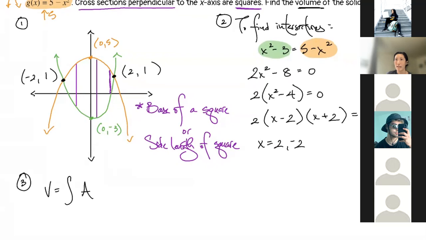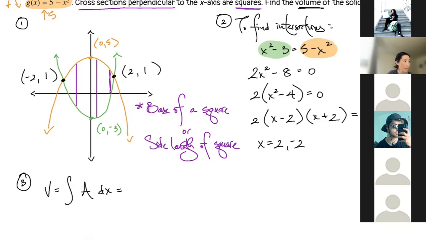Okay. Now, one last thing I need to fill in before I start plugging in numbers. These purple lines, are they stacking along the x-axis or stacking along the y-axis? Along the x-axis. Good, good, good. Since they're stacking along the x-axis, should I have this with a dx or a dy? Yeah, dx, good. So integral of area dx.